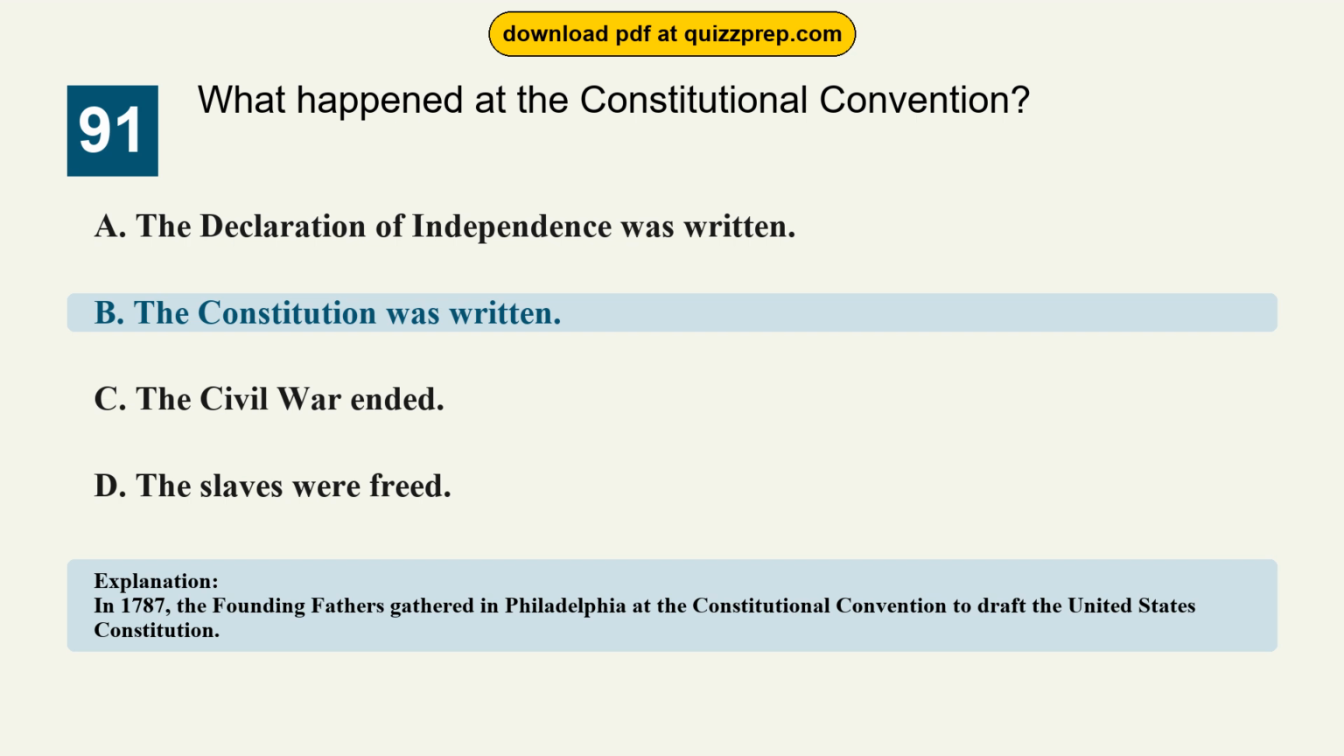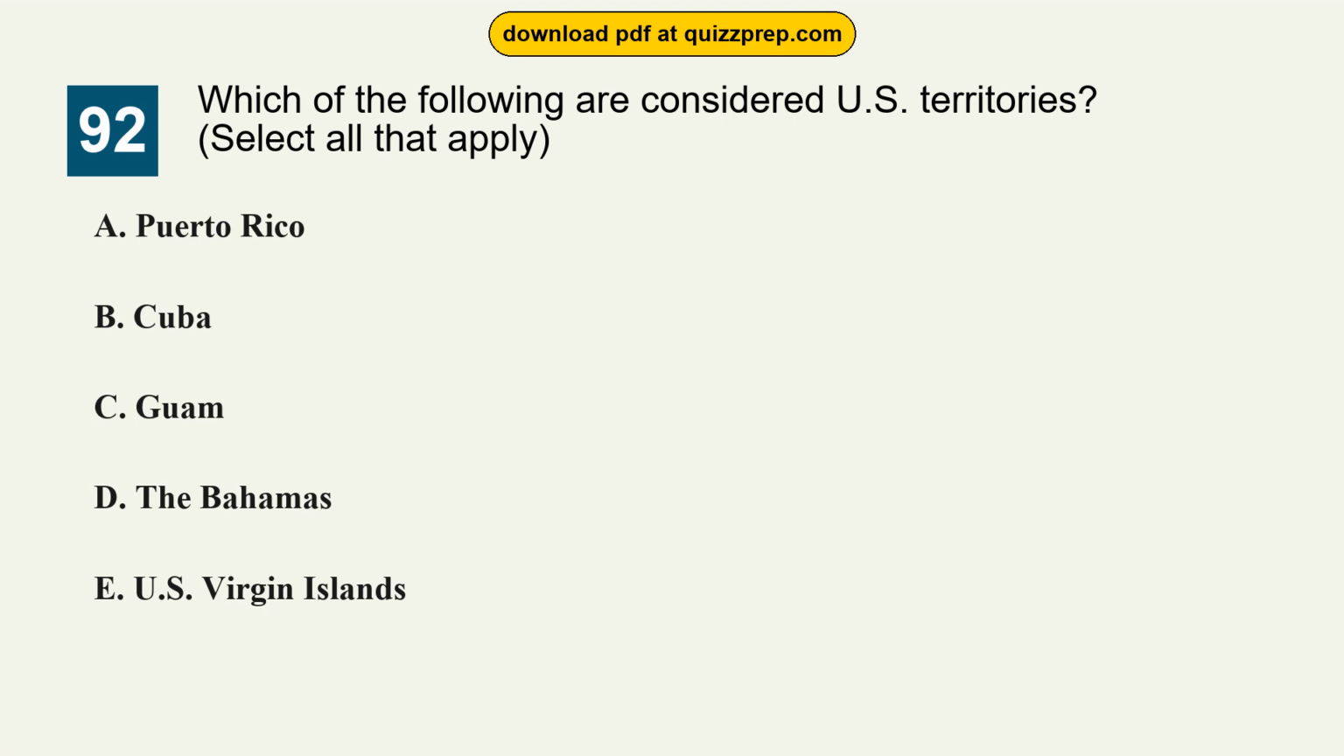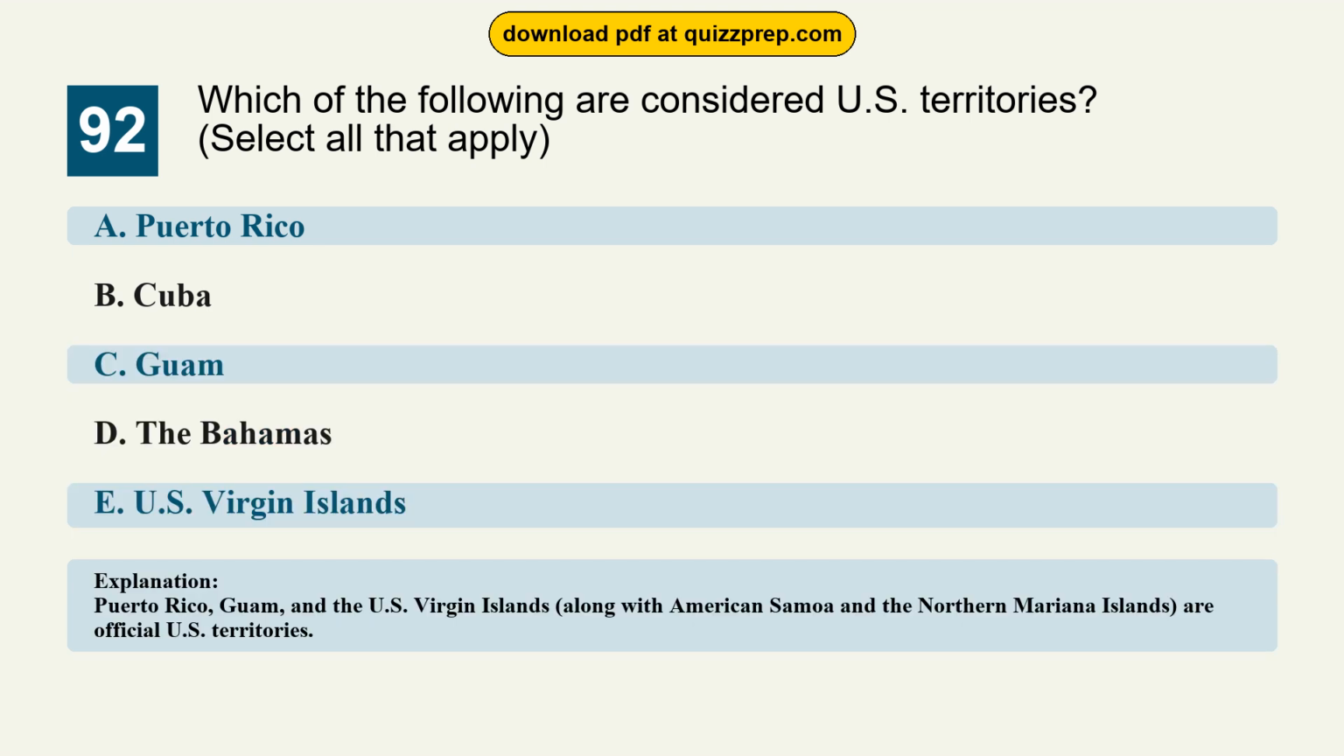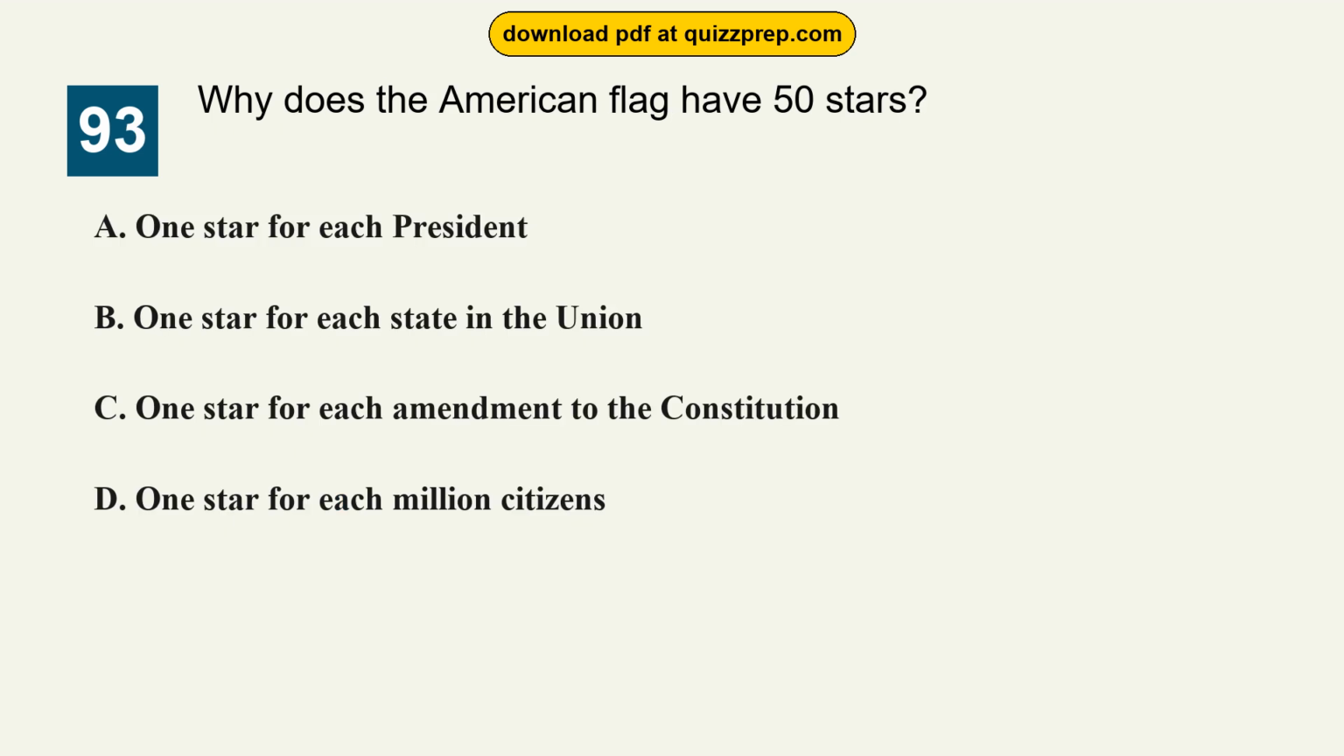Question 92. Which of the following are considered U.S. territories? Option A. Puerto Rico. Option B. Cuba. Option C. Guam. Option D. The Bahamas. Option E. U.S. Virgin Islands. The correct answers are options A and C and E. Puerto Rico, Guam, U.S. Virgin Islands. Puerto Rico, Guam, and the U.S. Virgin Islands, along with American Samoa and the Northern Mariana Islands, are official U.S. territories.